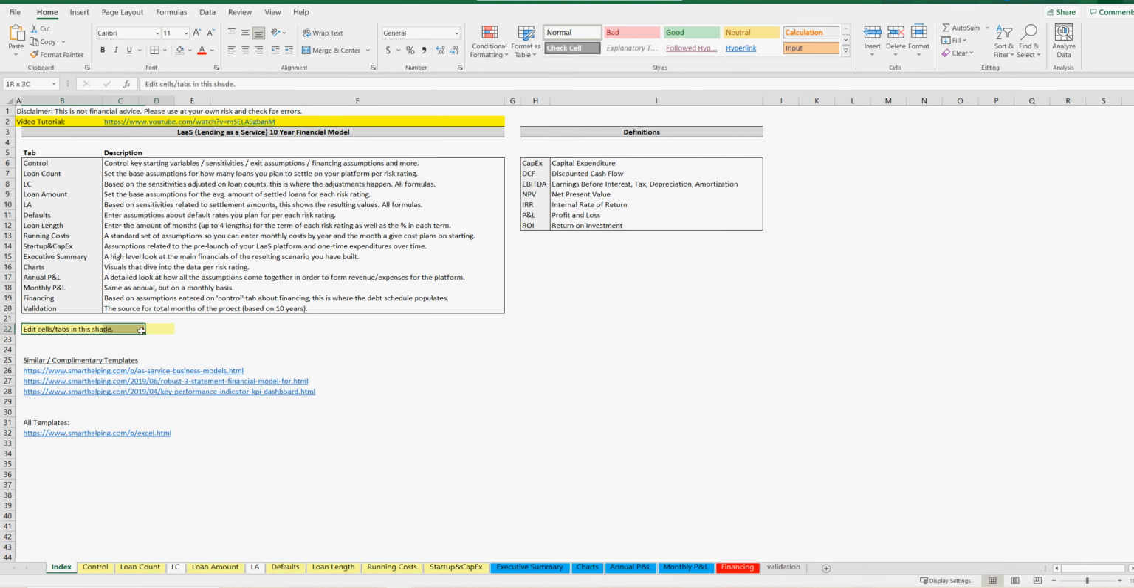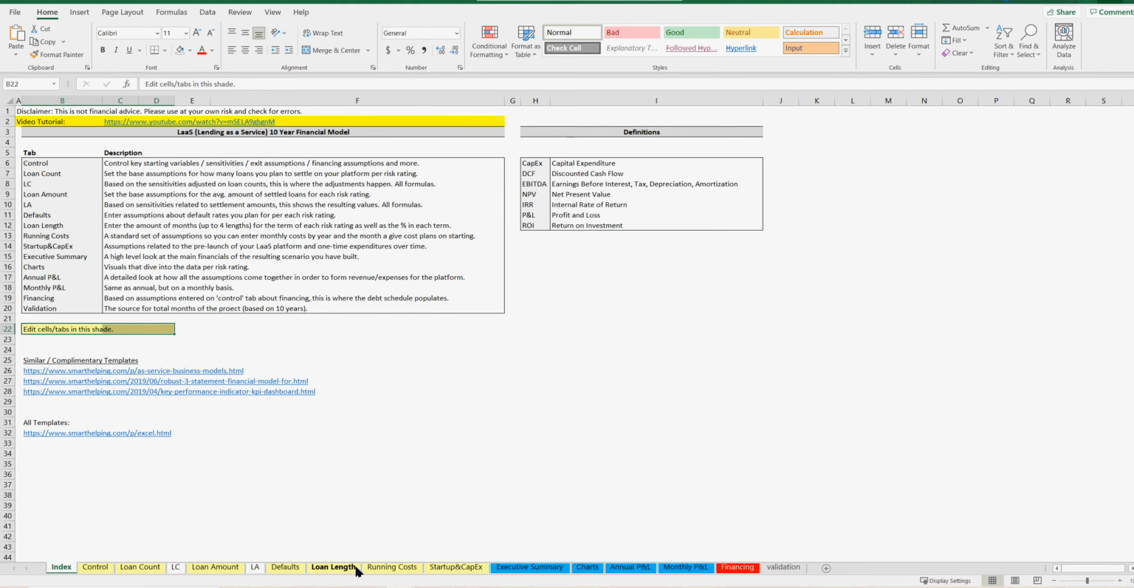Most recently, I did this lending as a service, 10-year financial model update for loan length. I built this model years ago, and it's actually sold pretty well. It's helped a lot of people.